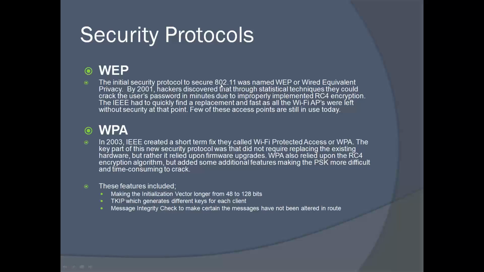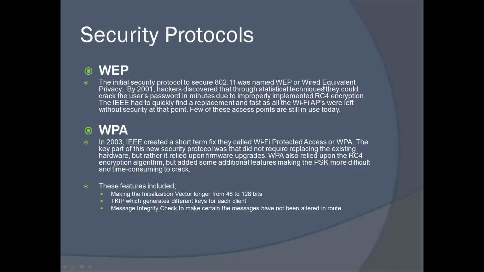So it's called 802.11. You know that's the same thing as Wi-Fi. It was named WEP, or Wired Equivalent Privacy, by 2001. Hackers discovered that through statistical techniques, and that's important, statistical techniques, they could crack the user's passwords in minutes due to improperly implemented RC4 encryption.